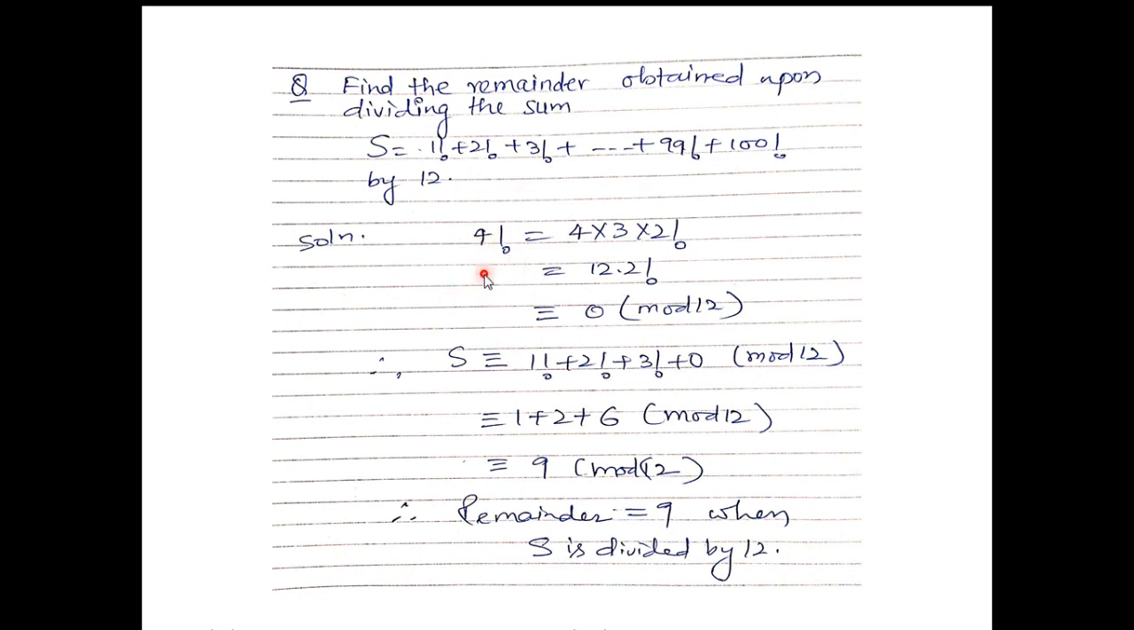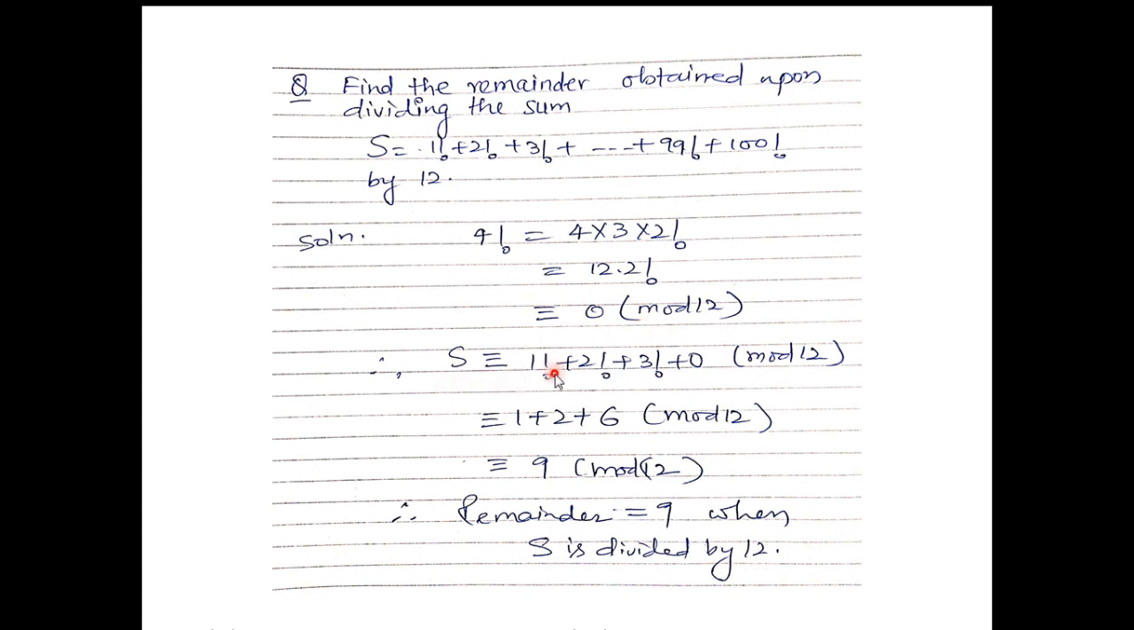So let us see what is factorial 4. Factorial 4 is 4 into 3 into factorial 2. And what is 4 into 3? 4 into 3 is 12. So when we divide this number by 12, it will give remainder 0. So factorial 4 is congruent to 0 modulo 12.